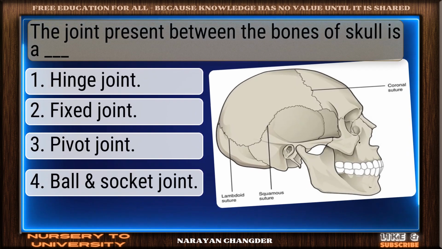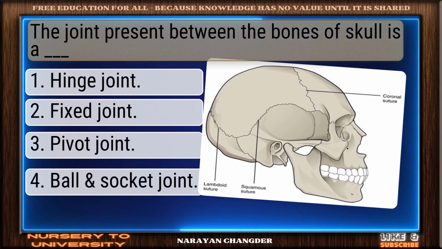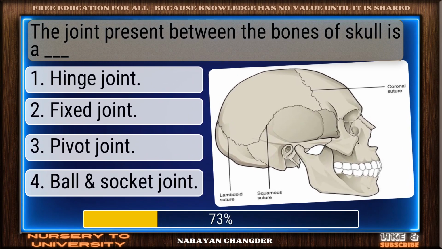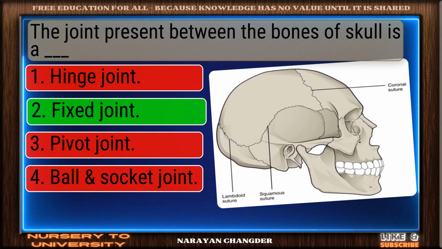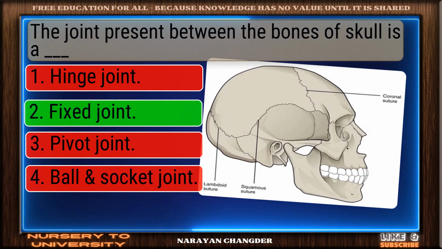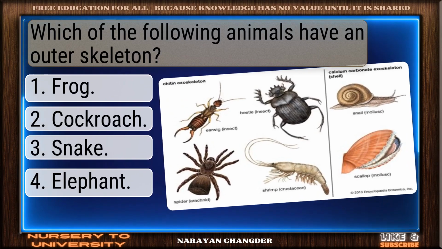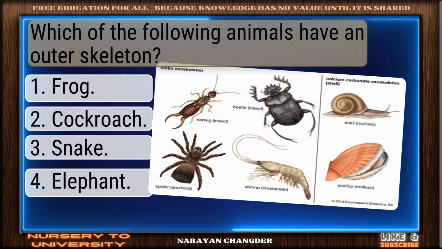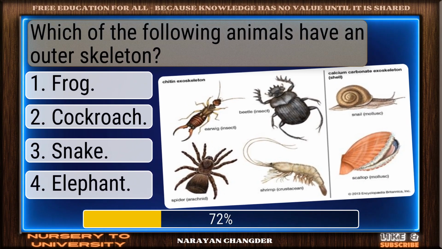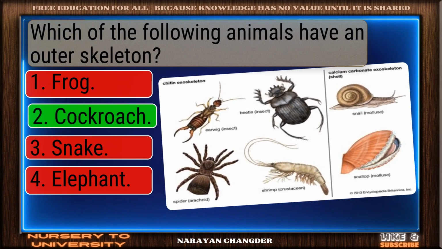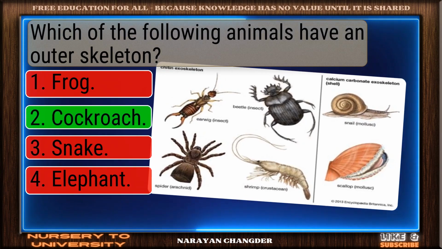The joint present between the bones of the skull is a dash. Nice work. You chose fixed joint and it is correct. Which of the following animals have an outer skeleton? Nice selection. Cockroach is the correct and valid answer.